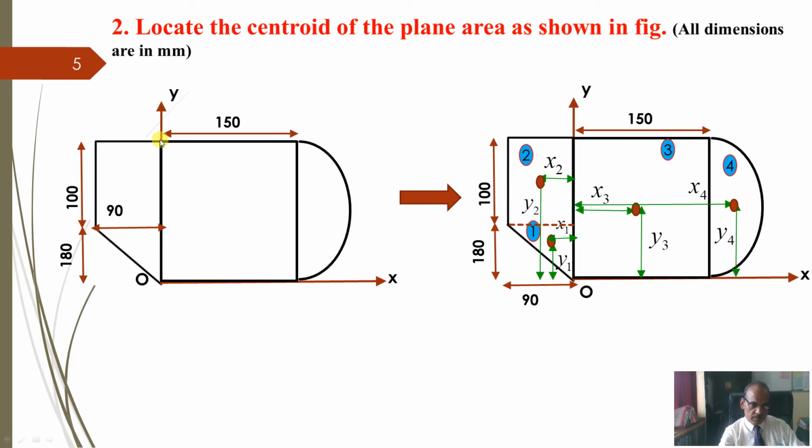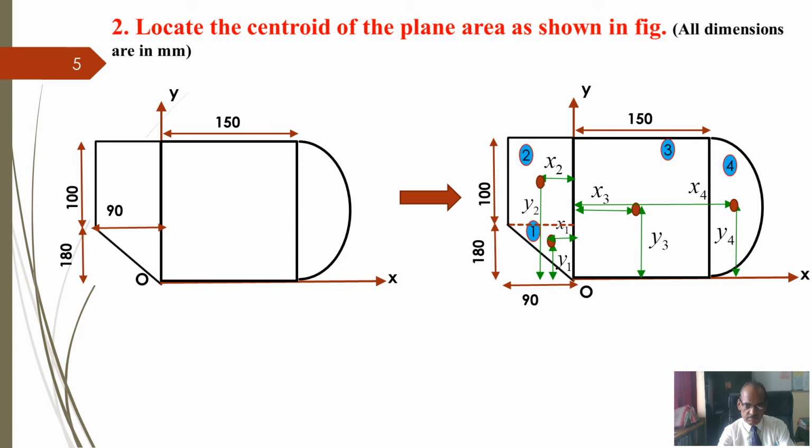You will find here the origin is given, this is the x coordinate, this is the y coordinate. If the coordinate system is not given, you will have to assume. If it is given, it's okay. Now this total composite figure consists of this triangle, rectangle, again a rectangle, and a semicircle. So 1, 2, 3, and 4. If you understand this numerical, I hope you can solve any problem on centroid.